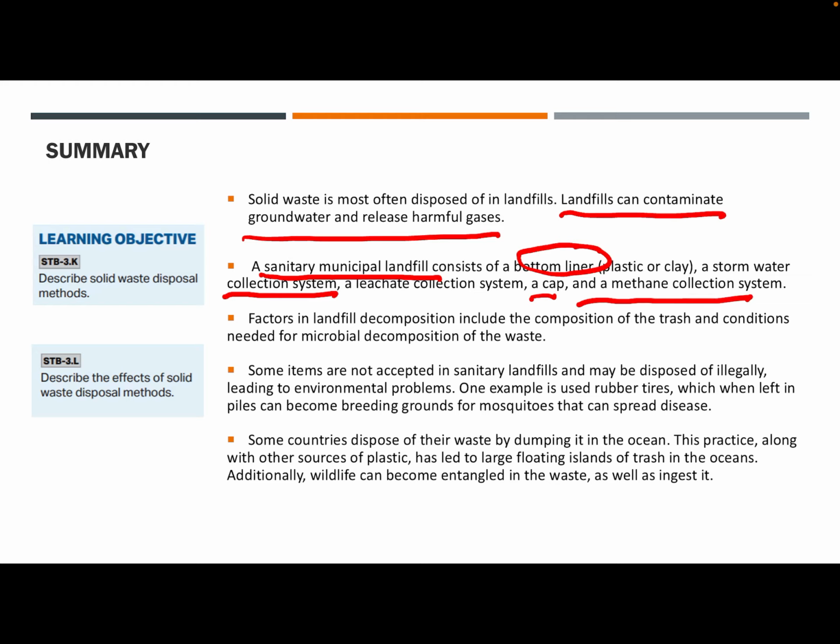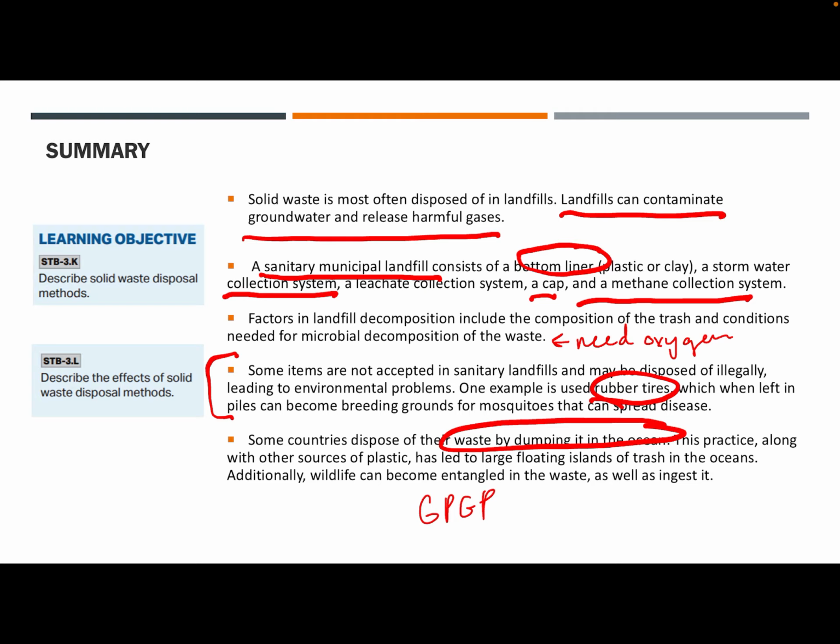Factors in landfill decomposition include the composition of the trash and conditions needed for microbial decomposition of the waste. They need oxygen. Otherwise, they switch to anaerobic and produce methane. So things that cannot be dumped in a landfill often end up illegally dumped and lead to environmental problems. A big one of these is those rubber tires. Some countries just dump their stuff in the ocean. This leads to the Great Pacific Garbage Patch.